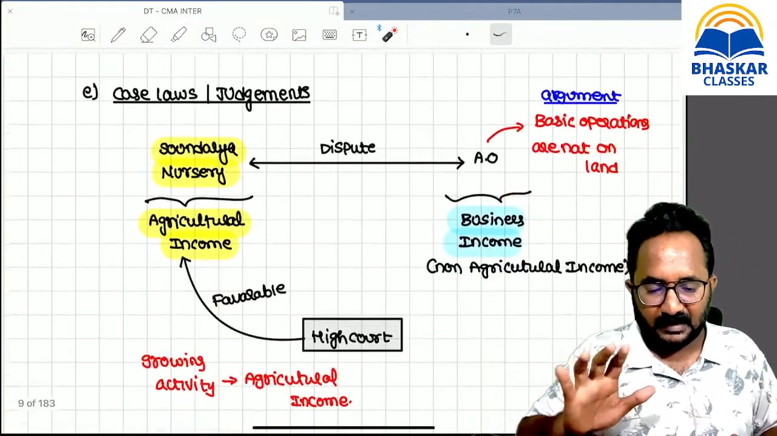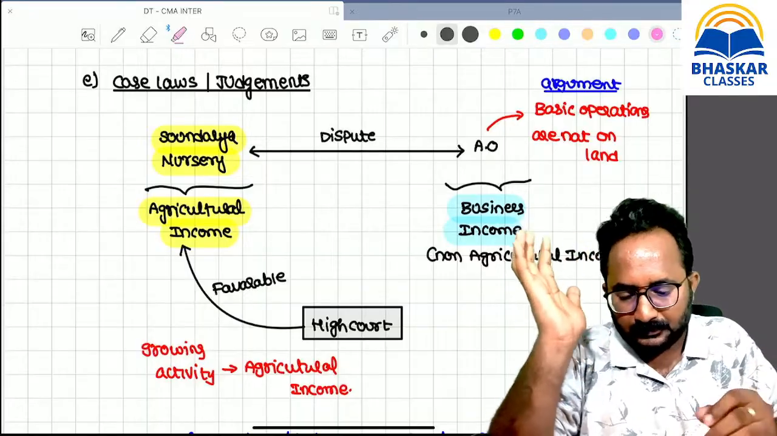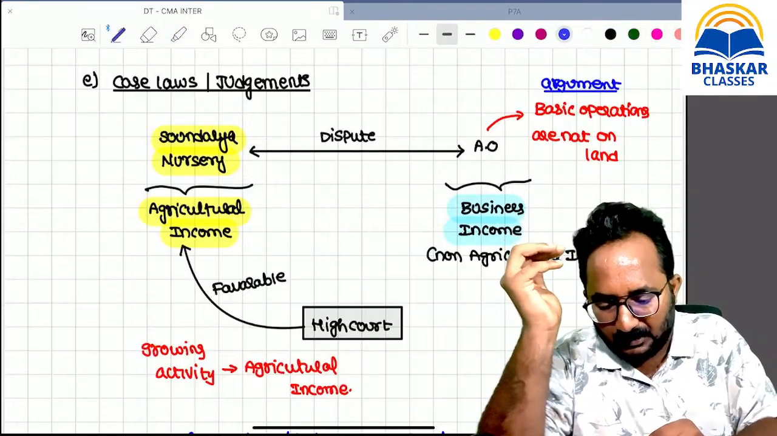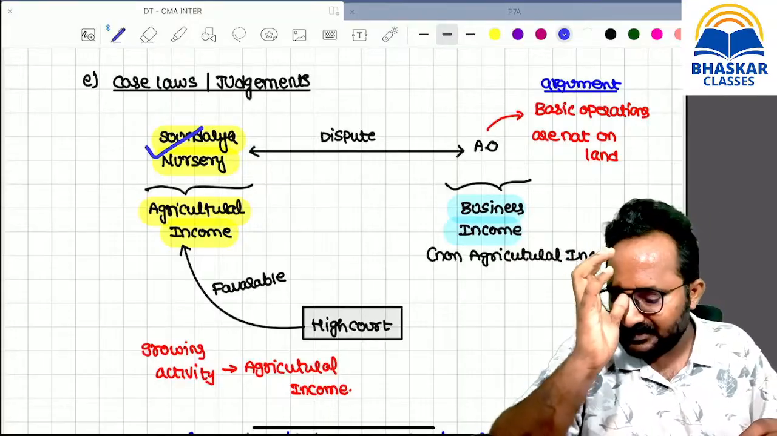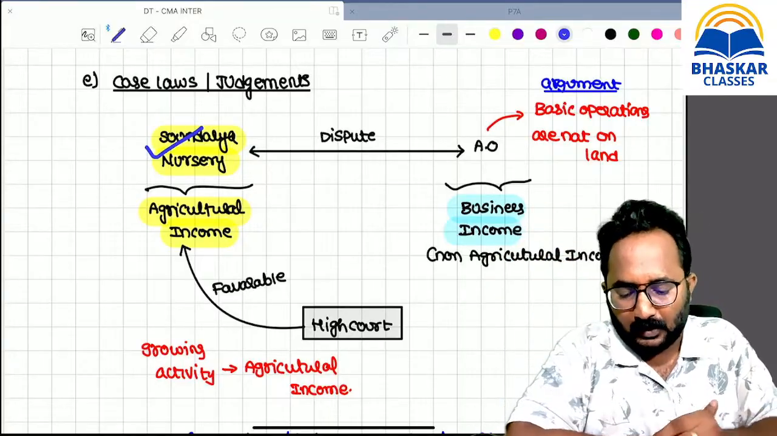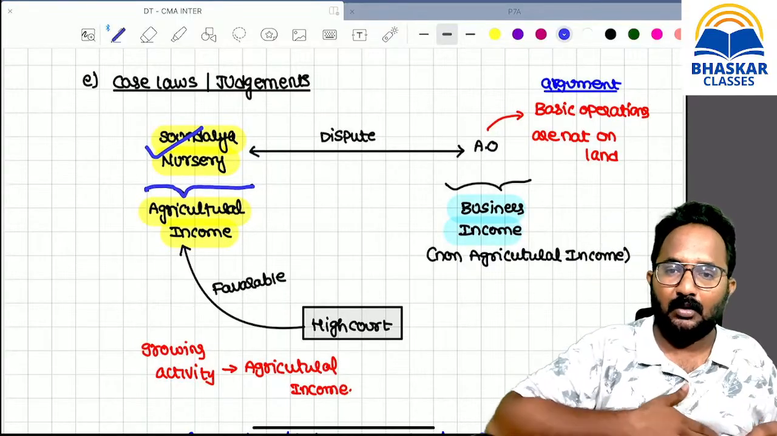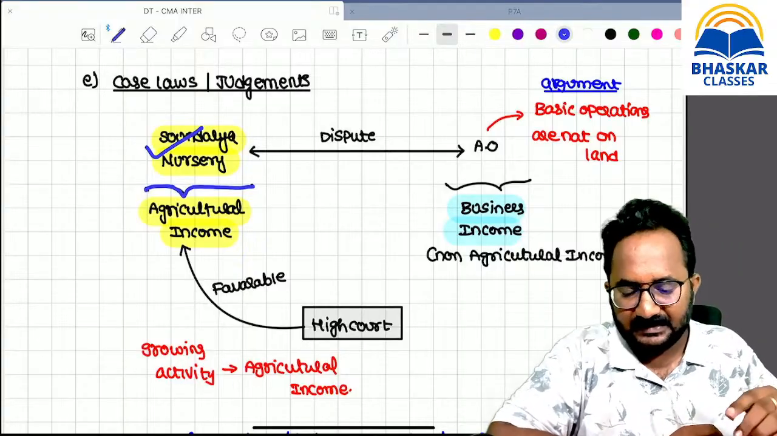Next, case laws. I will tell you one case law. It is in your syllabus, so remember it: the Soundarya Nurseries case law. They have nursery income and are treating it as agricultural income. Nursery means plantation-related activities are being conducted.